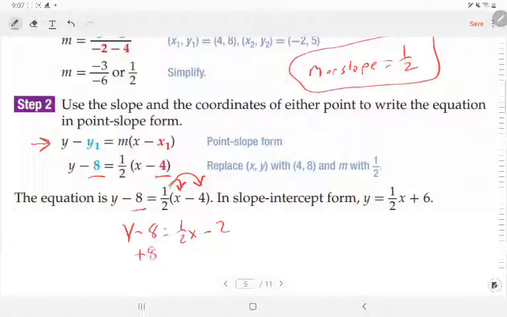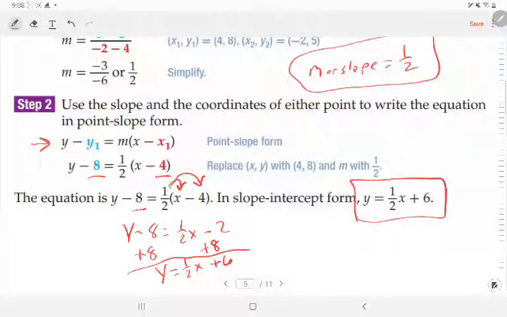Then I would have to add 8 to both sides to get rid of the negative 8. The opposite operation of subtraction is addition. So negative 8 plus 8 would be 0. That just leaves me with y. And then 1/2 x plus 6. And that would be my equation. Okay?